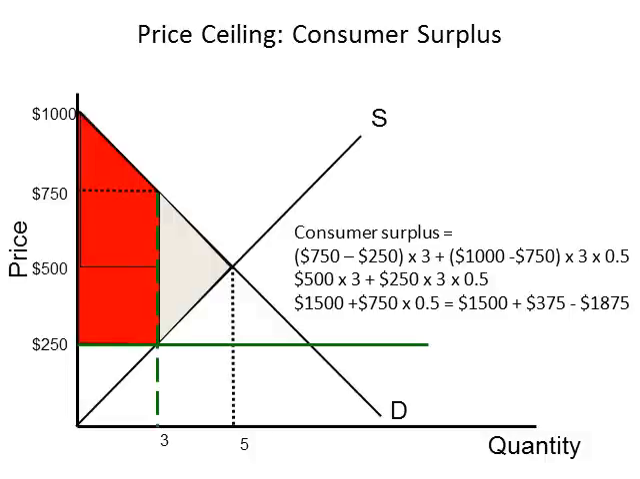The consumer surplus is calculated by multiplying the difference between $750 and $250 by 3, plus the difference between $1,000 and $750 times 3 times 0.5. This gives a value of $1,875, which only represents a modest increase in benefit to the consumer.